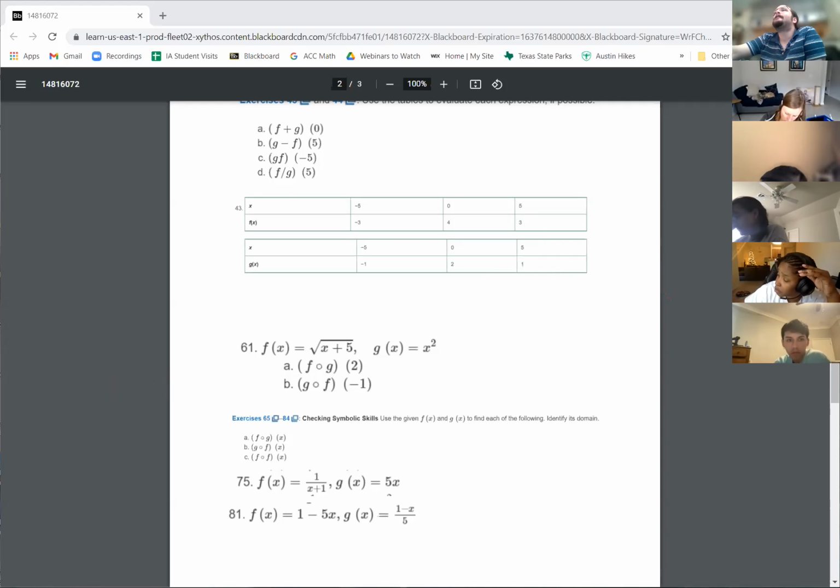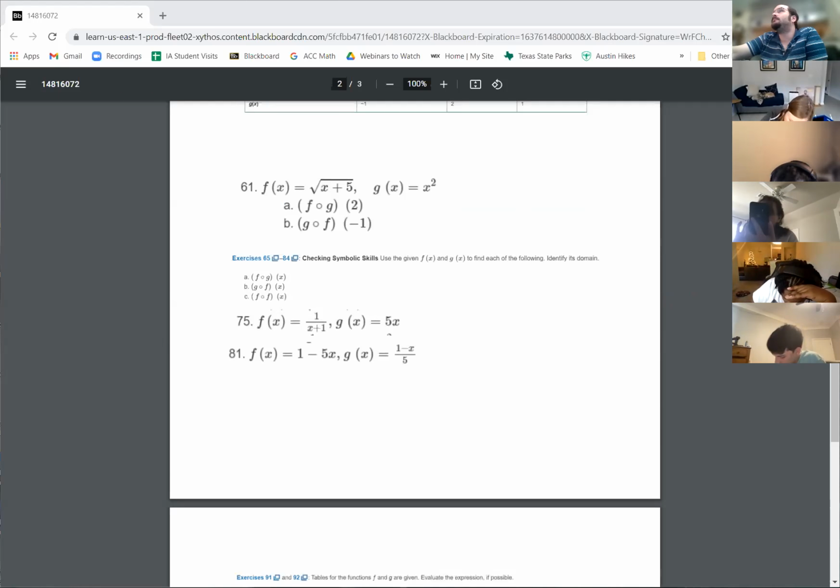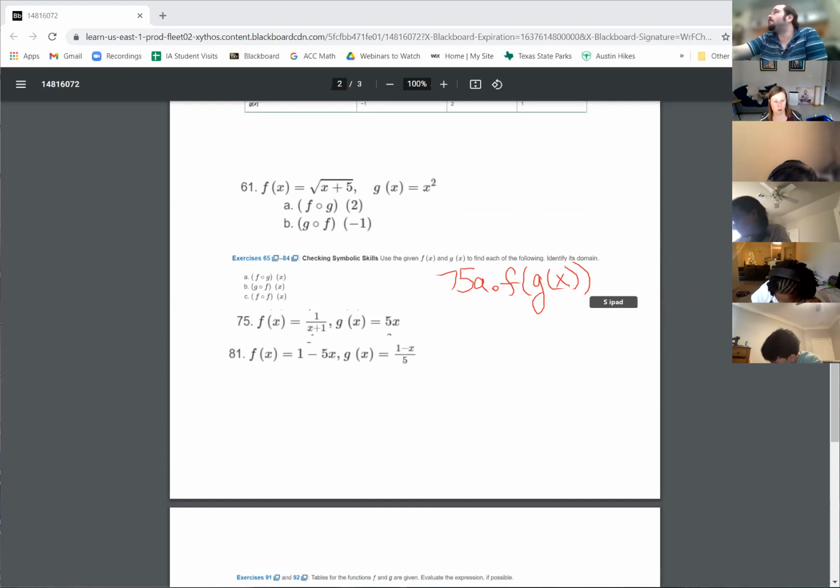All right, so let's go down to 75. So 75, I'm going to rewrite it again. I'm going to do 75A. Let me scroll down. Okay, so 75A. I like to rewrite it because I feel like it's easier to see. The second function is G, so that's the one that goes inside. Always the second one goes inside. So just visually looking at this, I see that I have G inside of F. So that's how we're thinking about this.